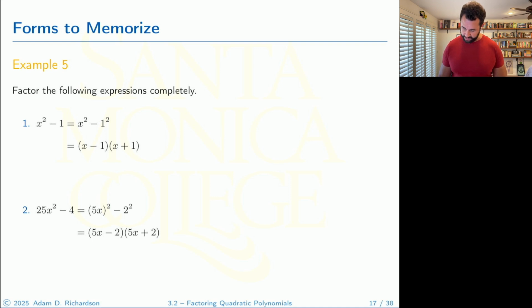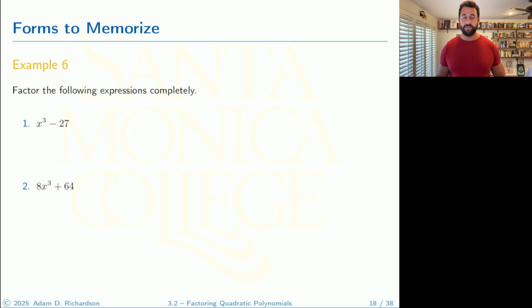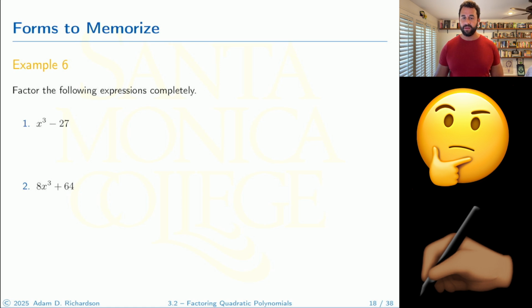Okay, one more batch. Try to do these two. Think about them, talk to yourself or talk to your friend about what they look like, and then try to factor it on your own.